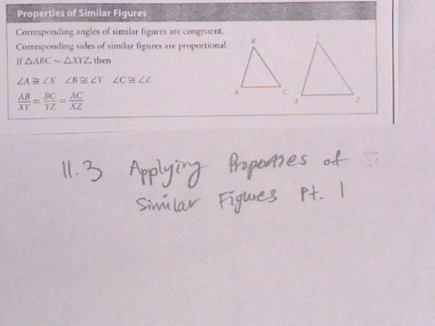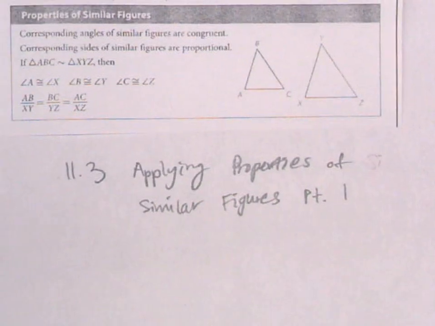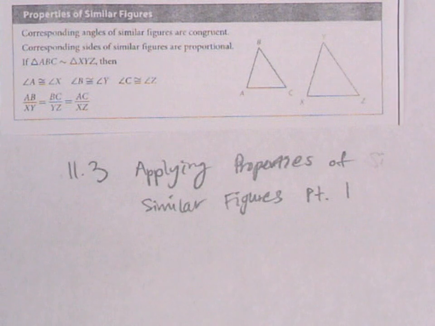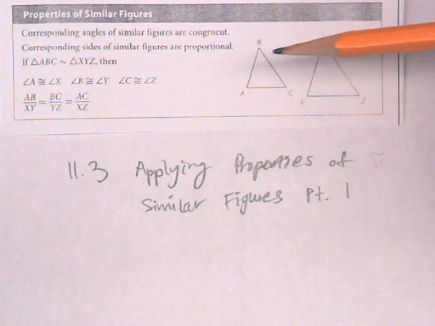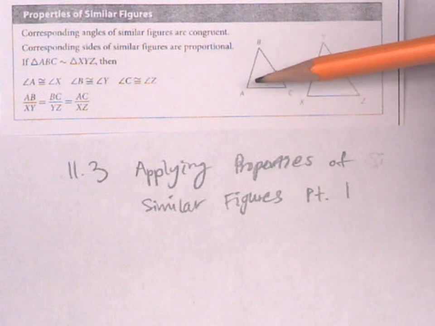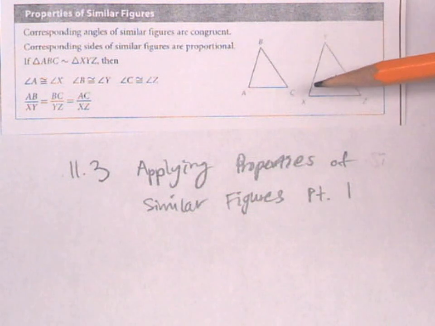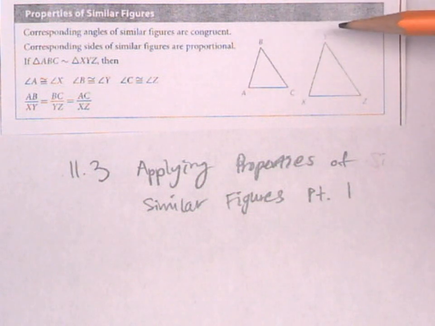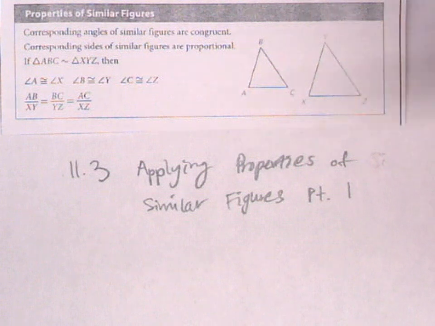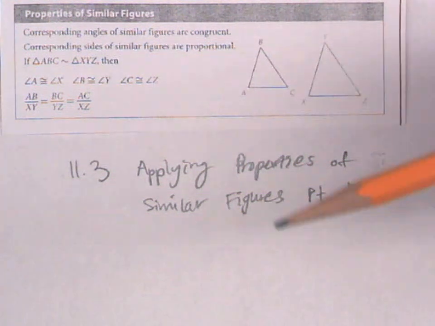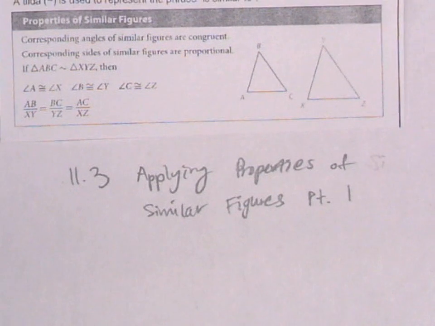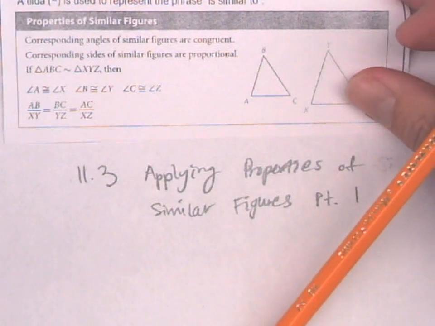Okay. So this is on applying properties of similar figures. So up here, there are some properties of similar figures. Based on what I went over in section 11.1, which is dilations, we said that certain sides are going to be proportional to each other, and we know that the corresponding angles of similar figures are going to be congruent. So angle A is going to be congruent to angle X, angle B is going to be congruent to angle Y, angle C is going to be congruent to angle Z, and the sides are going to be proportional to each other. First, I'm going to show you some examples of how you can apply this.